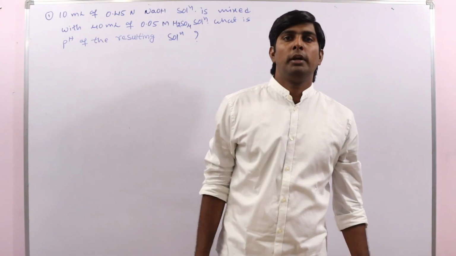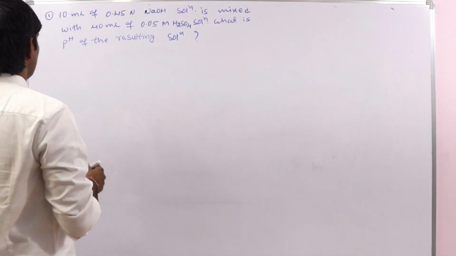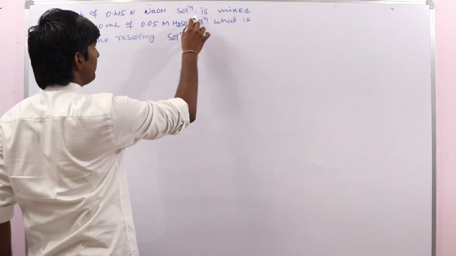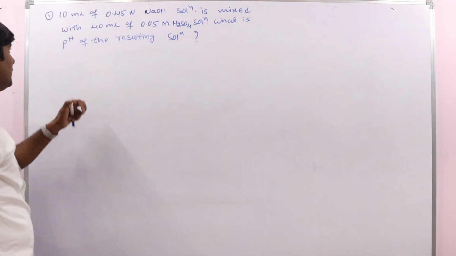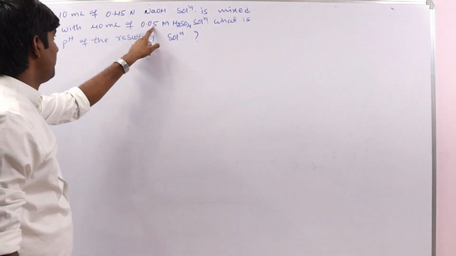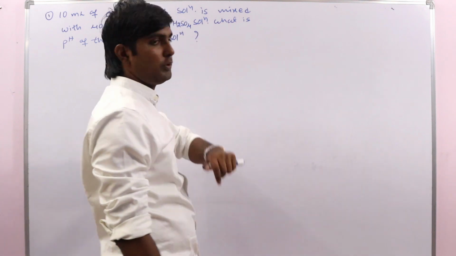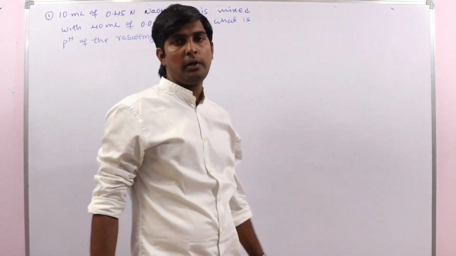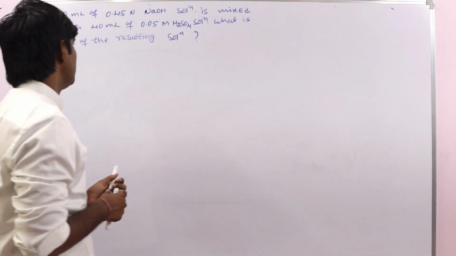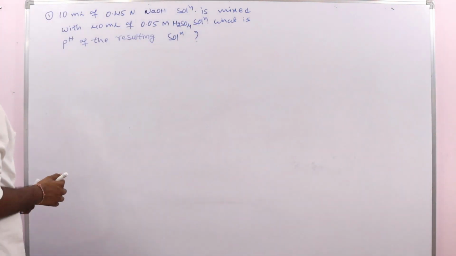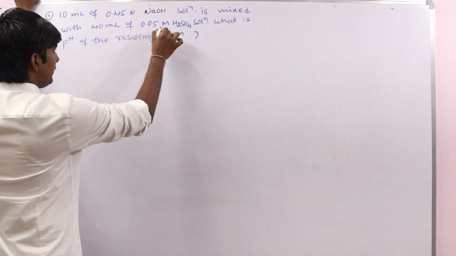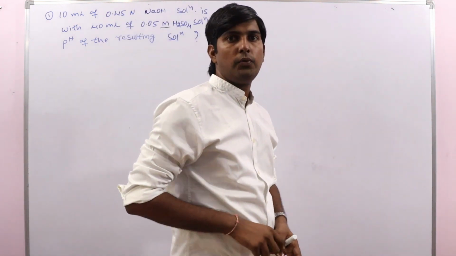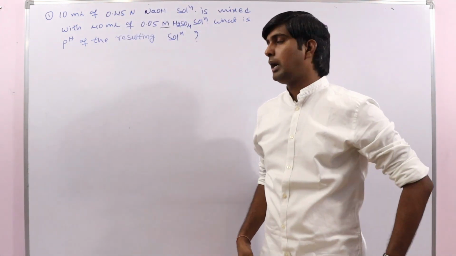Okay, now let us see another problem. 10 ml of 0.45 normal sodium hydroxide solution is mixed with 40 ml of 0.05 molar H2SO4 solution. What is the pH of the resulting solution? Okay, so this one is also very similar to the previous problem. But remember one thing here: concentration is given in molarity. H2SO4 concentration is given in molarity.